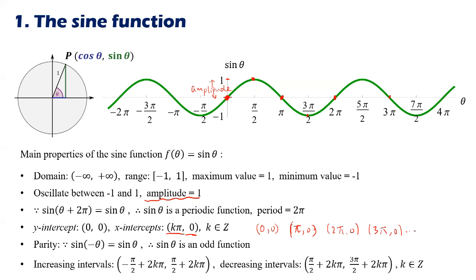So why is it k pi, 0? Because k pi is just an angle with terminal side on the x-axis. When the terminal side is on the x-axis, sine theta is 0. That means the y-coordinate is 0. So that is the x-intercept of this function.